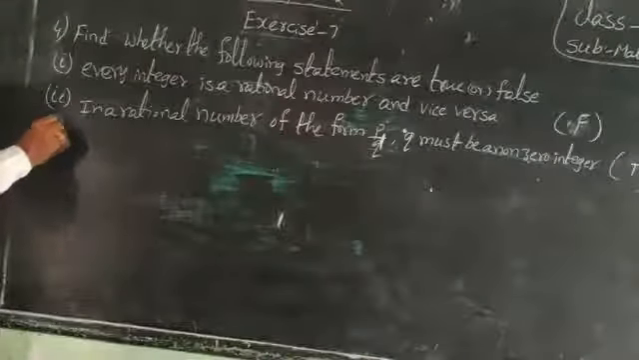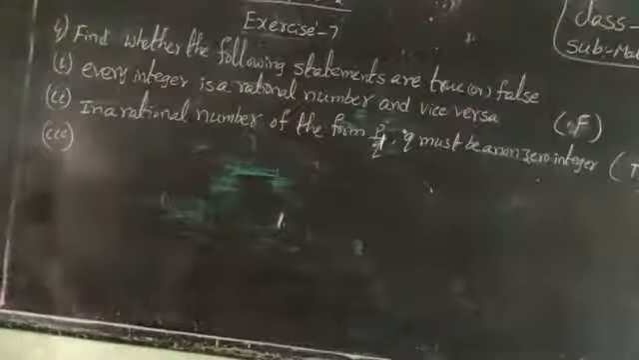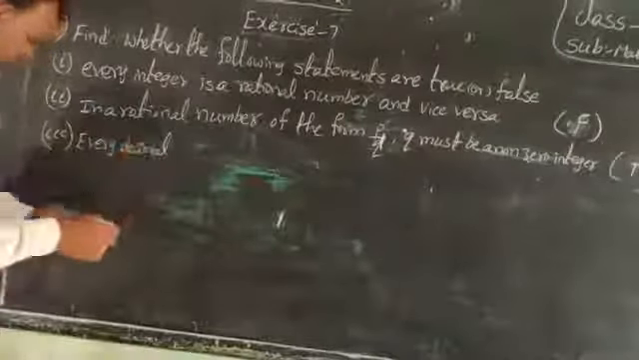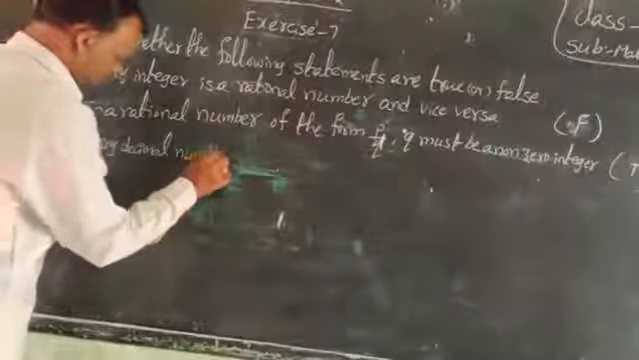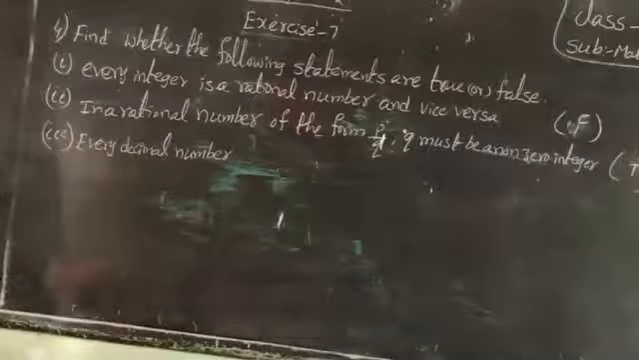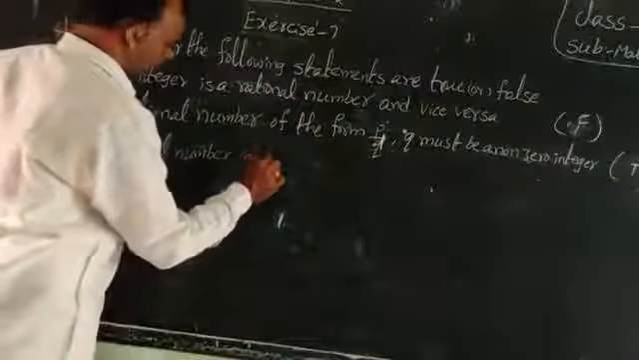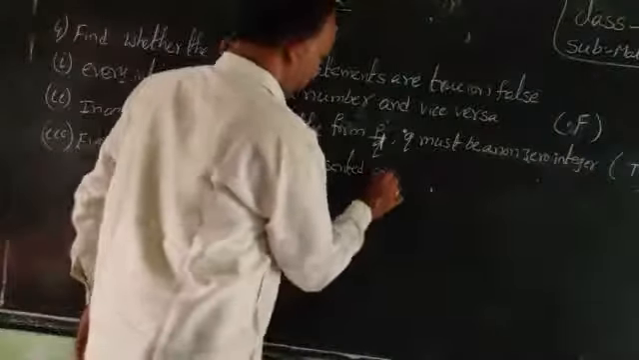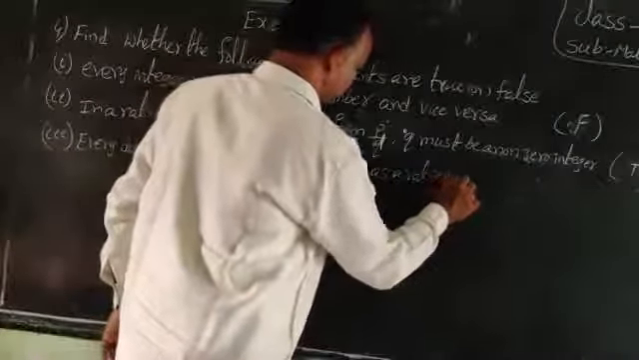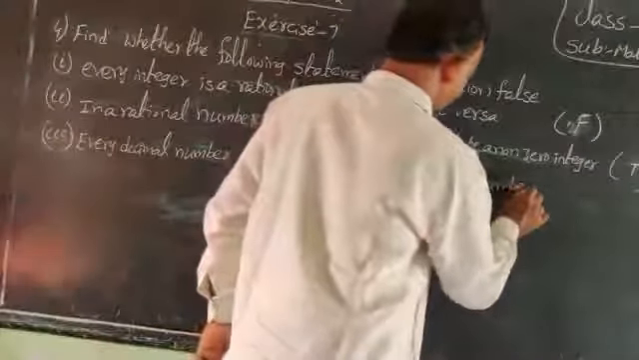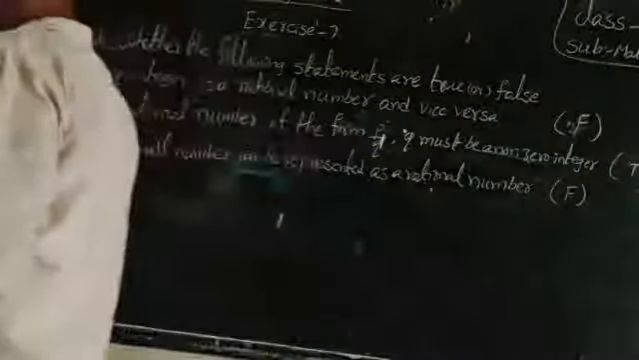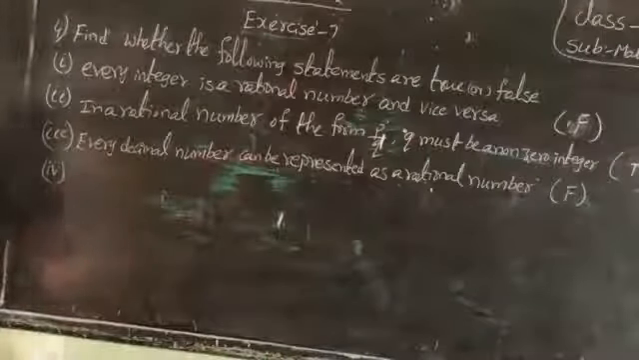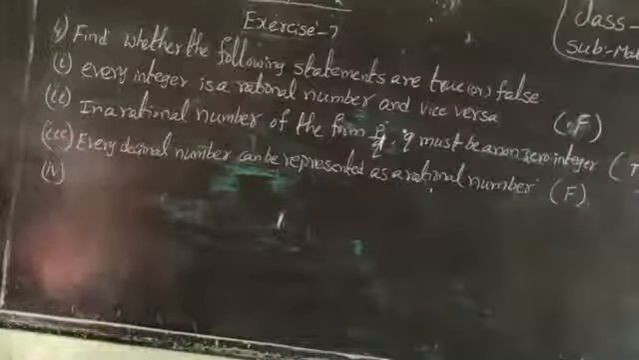Third: every decimal number can be represented as a rational number. It is false. Every decimal number cannot be represented as a rational number, so it is false. Some numbers cannot be represented as rational numbers.